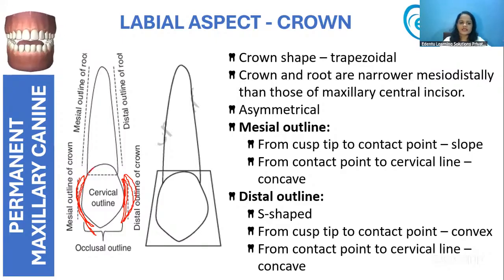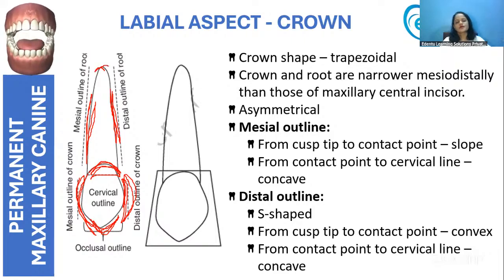And this is the cervical outline, towards the cervical line, and this is the incisal outline or the occlusal outline. Regarding the root, this is the mesial outline of the root, and this is the distal outline of the root, and this is the apex. So when I'm telling all these structures, you should know in which area I mentioned.